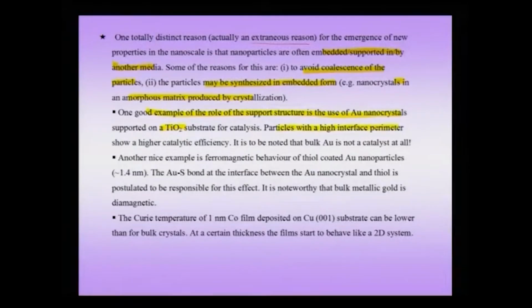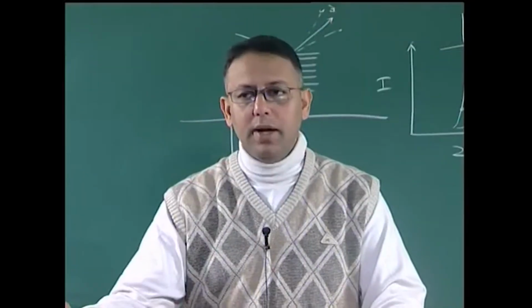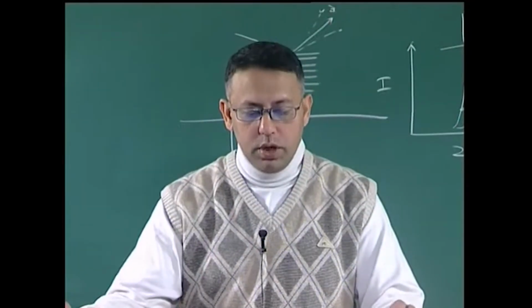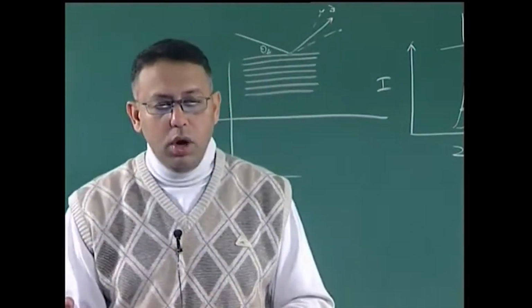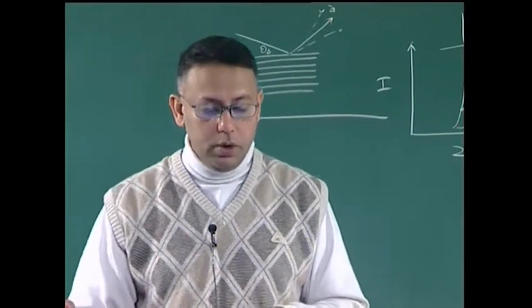Particles with high interface perimeter show a higher catalytic efficiency. It is to be noted that bulk gold is not catalytic at all. So, we have seen this example before, that gold in the nanoscale can show good catalytic activity, and in fact, it can be a very good specific catalyst for a certain kind of reactions. But the role of the substrate or the supporting medium cannot be ignored here.